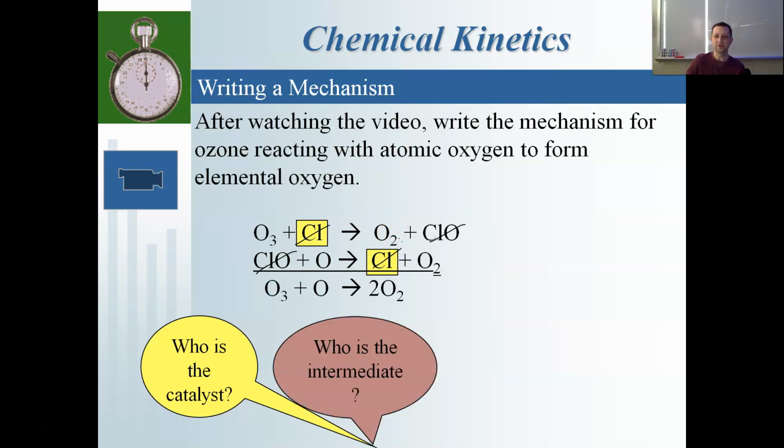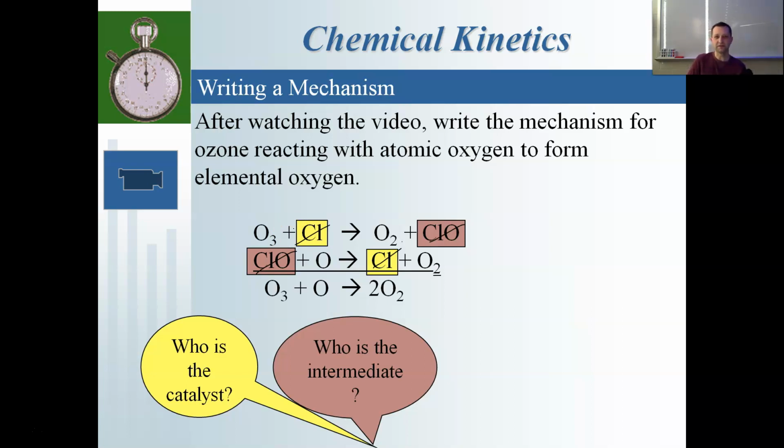The other one is what we're familiar with already, an intermediate. The intermediate here is produced and then used up. So they're pretty much opposites here. So the catalyst in this case is going to be ClO. It's made in the first step and used up in the second step. Okay, so a catalyst is used and then made. An intermediate is made and then used. We just have to make sure we understand those.